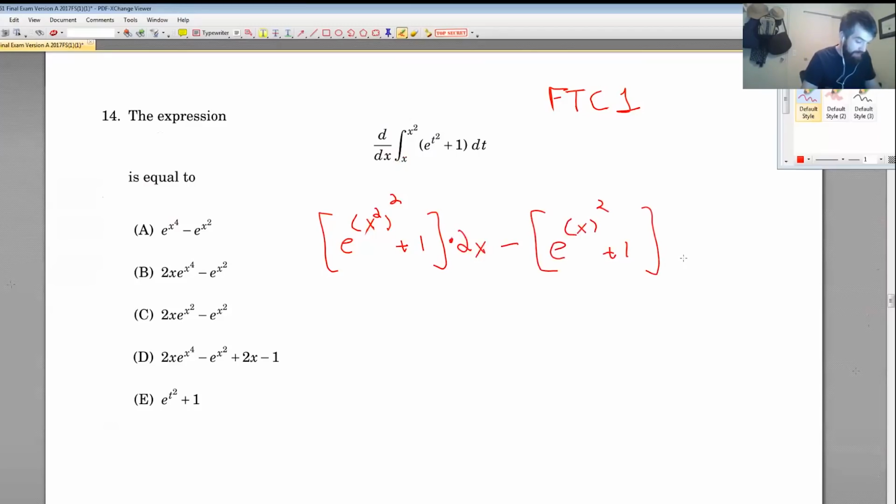Okay, let's see if we have that somewhere. 2x e to the 4x plus 2x minus, I think this one matches everything. I believe answer D. All right. Seven.